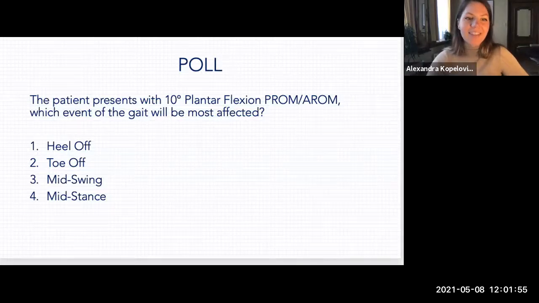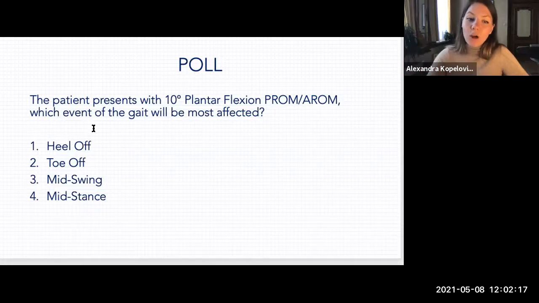And end. Okay. So the answers are: the patient presents with only 10 degrees of plantar flexion, passively and actively. Which event of the gait cycle will be most affected? So we know that we need the most plantar flexion during the toe off phase of the gait cycle. That's when we're going to 20 degrees of plantar flexion.